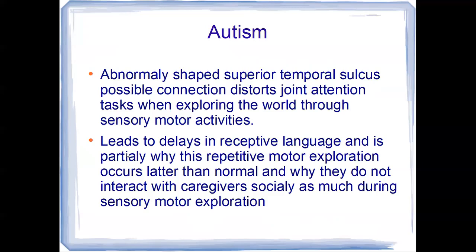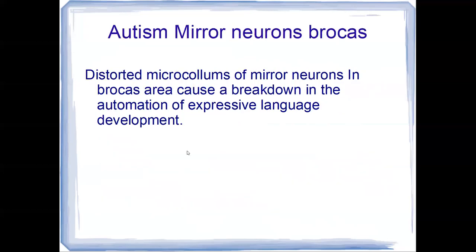It's also interesting, I found some studies where they have shown that, at least on the side for language, children with autism have abnormally shaped posterior superior temporal sulcuses, but you don't see that in Asperger's. And you don't see the mirror neuron deficit. And so that's why I think that is the main deficit between autism and Asperger's, and it's what facilitates that language delay. This is just the same thing. They have the distorted micro columns of mirror neurons in Broca's area.